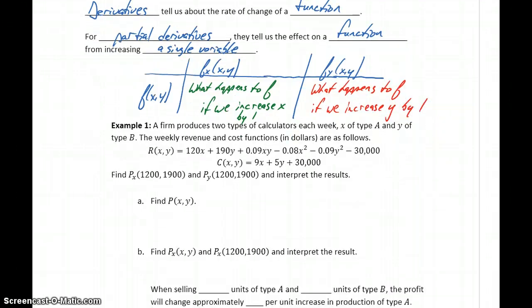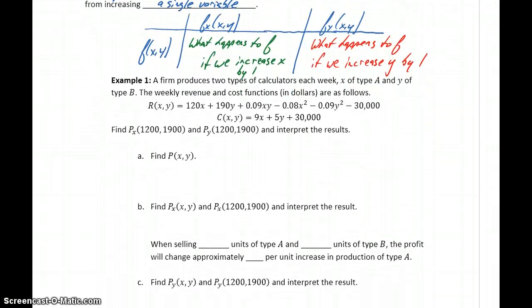So in our first example, we want to look at applying this concept of rate of change, specifically for just increasing one of two independent variables. We have a firm that produces two types of calculators each week. They produce x number of type A calculators and y number of type B calculators. And then we're given a weekly revenue and cost function.